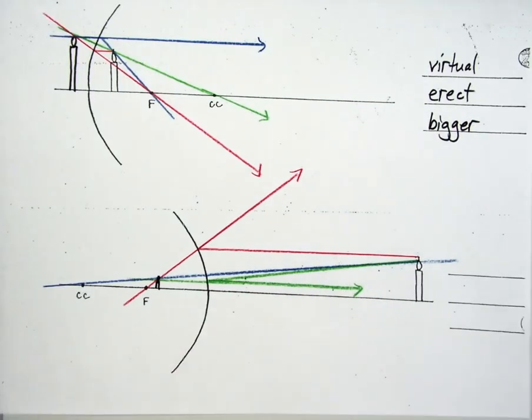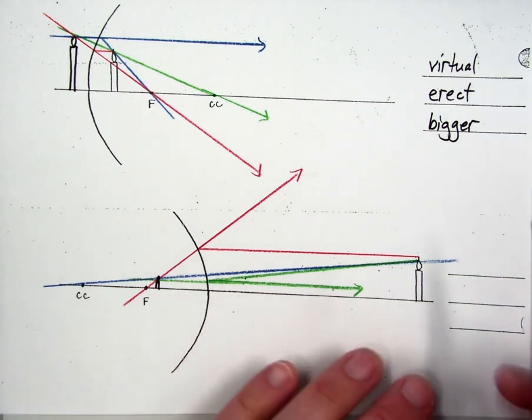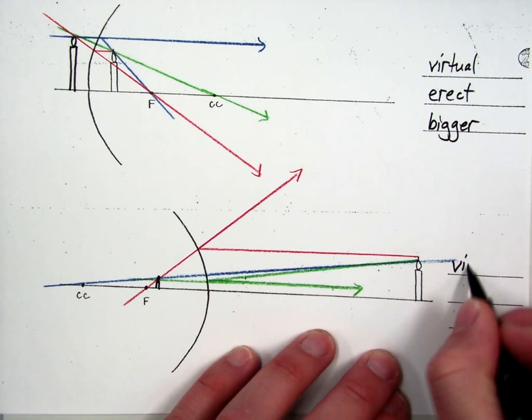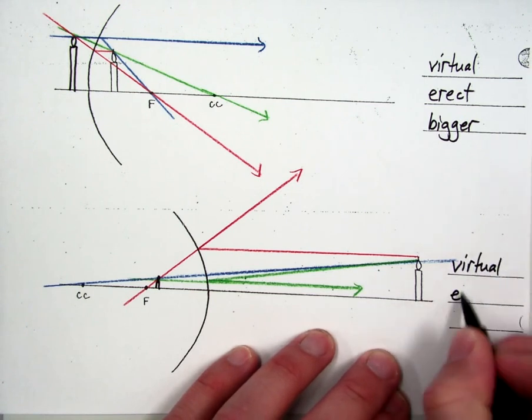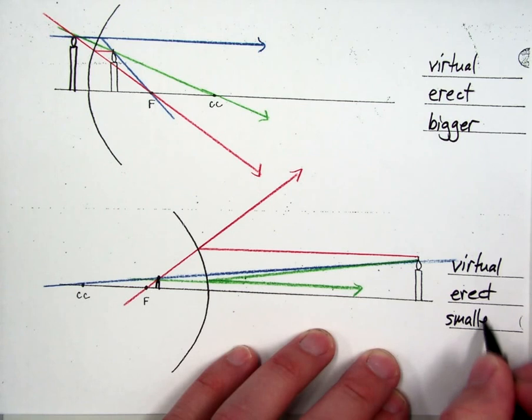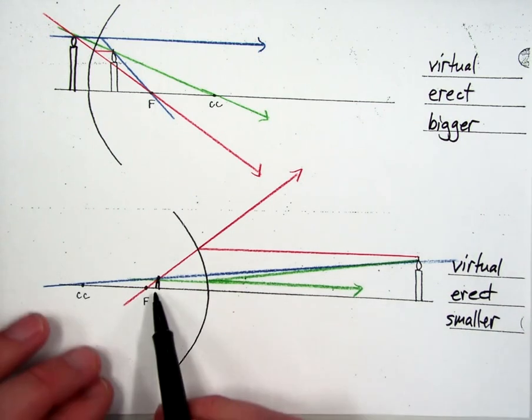When you look at yourself in a convex mirror, you're always right side up, your image is always virtual, and it always is smaller. So we have a virtual, erect, smaller image. That's how we would describe this one.